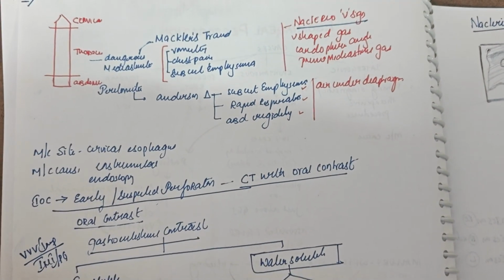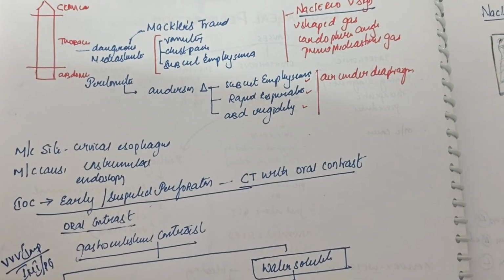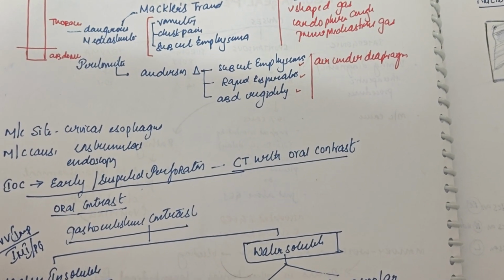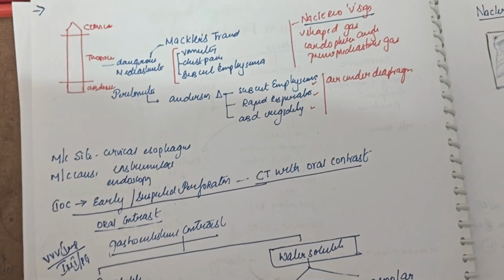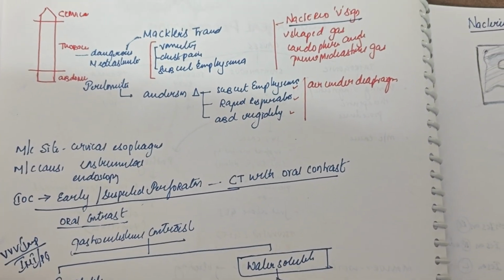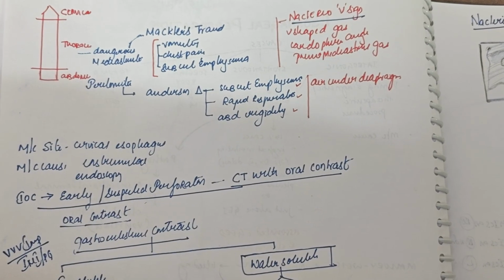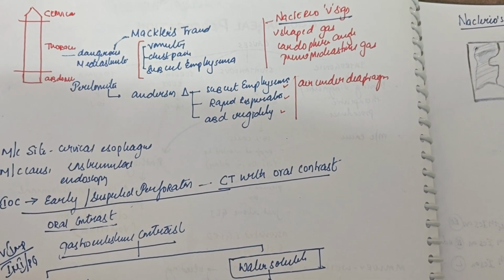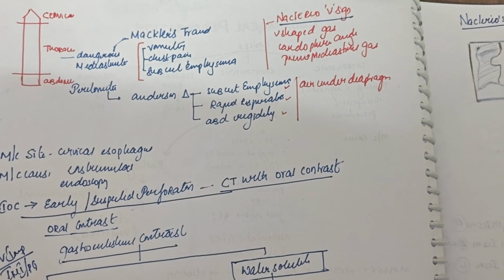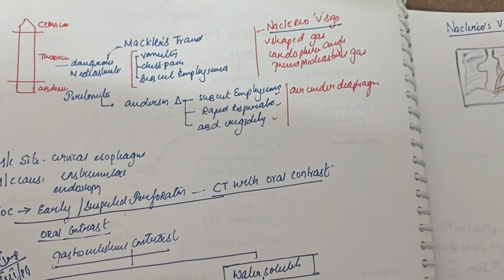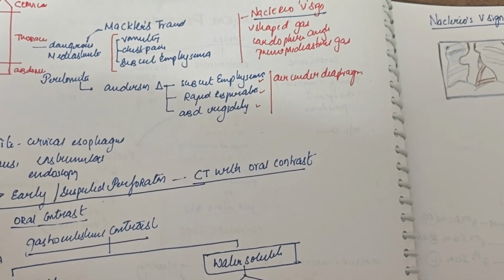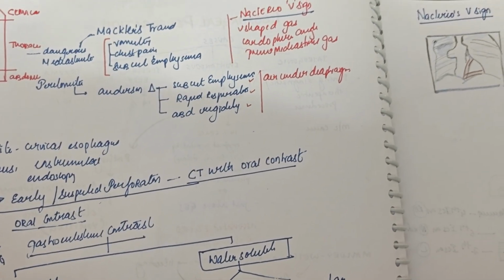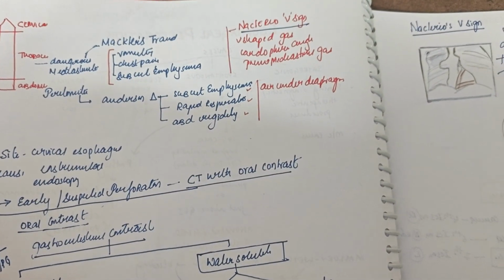These three important points: the patient can present with vomiting, chest pain, and some subcutaneous emphysema. This triad of vomiting, chest pain, and subcutaneous emphysema is known as Mackler's triad. Right? And the important sign which we need to understand in the X-ray is Naclerio's V sign. What is Naclerio's V sign? It is a V-shaped gas present at the cardiophrenic angle, which tells you there is a pneumomediastinum.